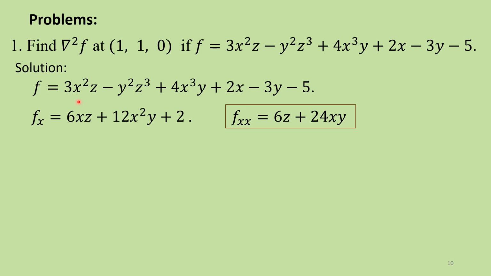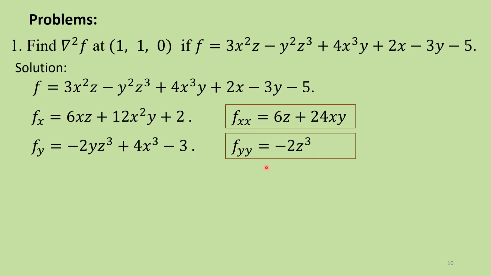Now differentiate f partially with respect to y, treating x and z constant, which gives dou f by dou y or fy equal to minus 2yz cube plus 4x cube plus 0 minus 3. So we have minus 2yz cube plus 4x cube minus 3. Again differentiate this partially with respect to y, that gives dou square f by dou y square, the second order partial derivative fyy, which is nothing but minus 2z cube. So these are constants, so I have just minus 2z cube.